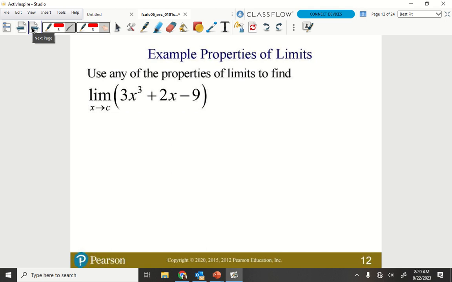All right. So for these, here is the super basic, easiest part. We look to see, are we going to have any problems? Is there going to be any restrictions or any weird things, like undefined or imaginary numbers? Say no. Not in this one. So all we're going to do is, as x approaches c, evaluate it at c. So if I evaluate it at c, that would give me 3c cubed plus 2c minus 9.